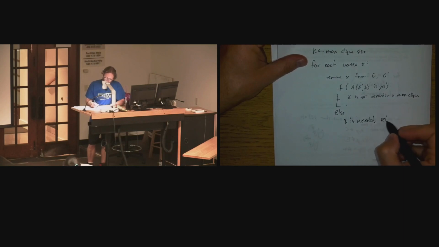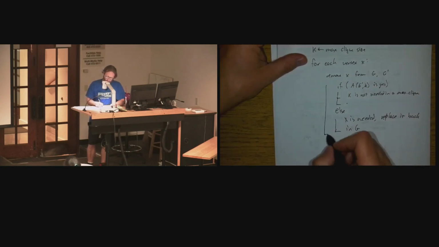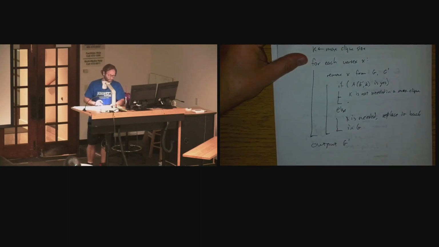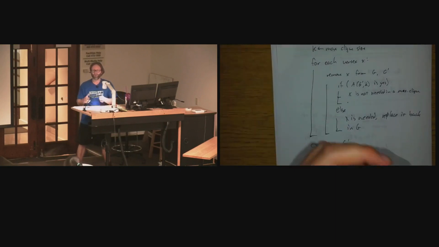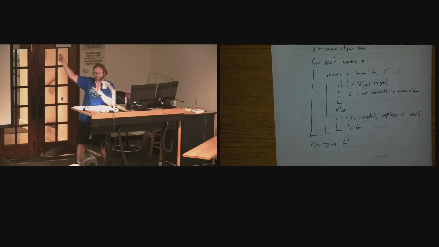Else X is needed, so replace it back in G. At the end, output G prime. Whatever, because all you have to do is, what is my clique of size 5? And here are my 15 vertices. Take out this vertex and ask your oracle, is there still a clique of size 5? If yes, okay, well I didn't need that one. Take out the next one. Is there still a clique of size 5? Yes, okay, I don't need that one. And eventually you whittle it down to the 5 that you need.